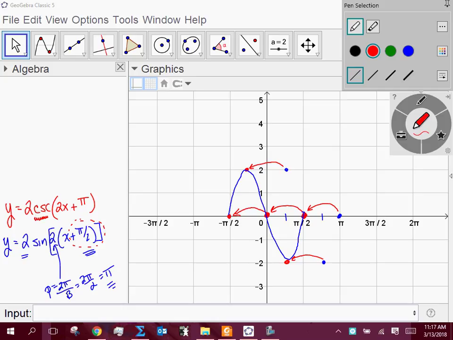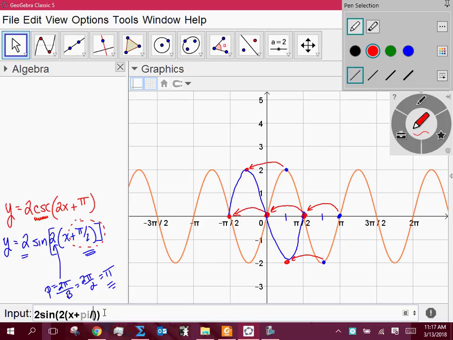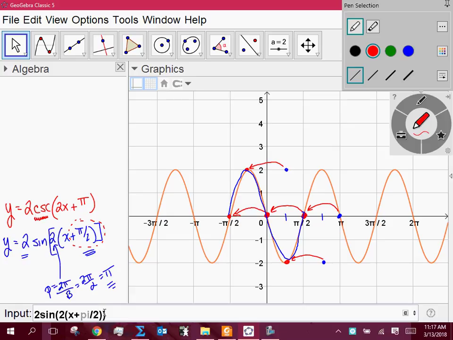So that right there is one period of 2 sine of 2 times x plus pi over 2. And if we put the whole thing in there, you see that we did do an accurate job of coming up with that curve, right?